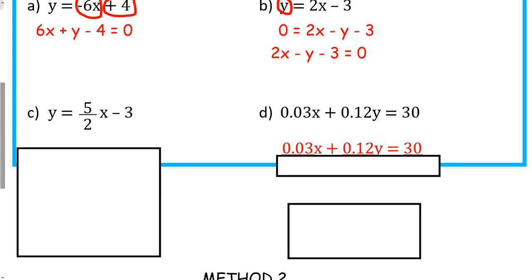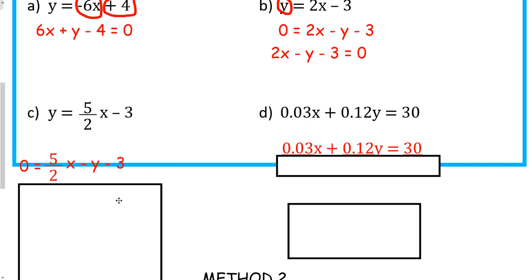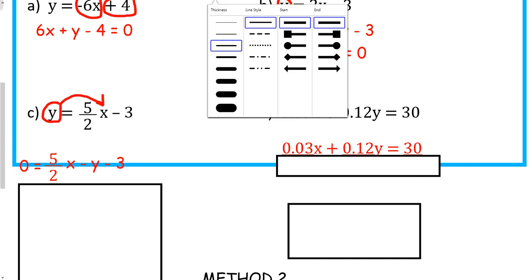Question C. This one has that fraction at the bottom we can get rid of. What I did first here is I moved this term over to the right. I did that first, and now it's all on the same side. Now I'm going to get rid of this 2, and the way I'm going to do that is by multiplying every term by 2.